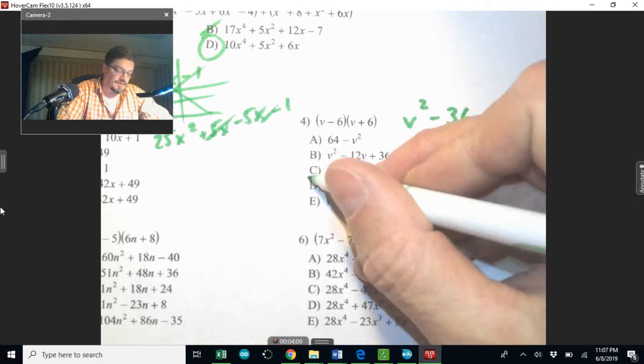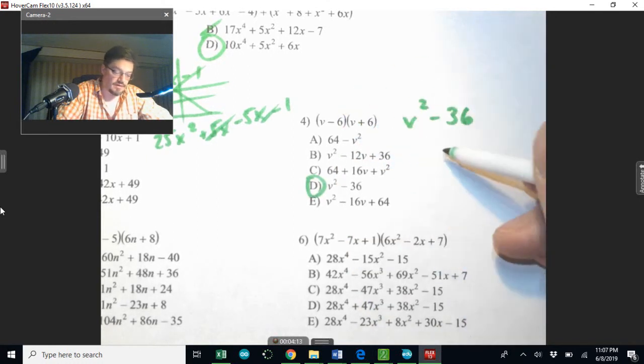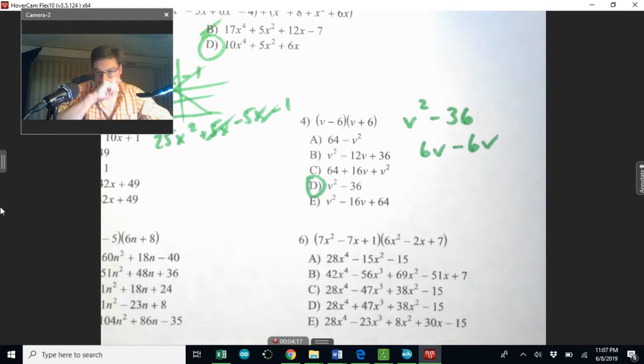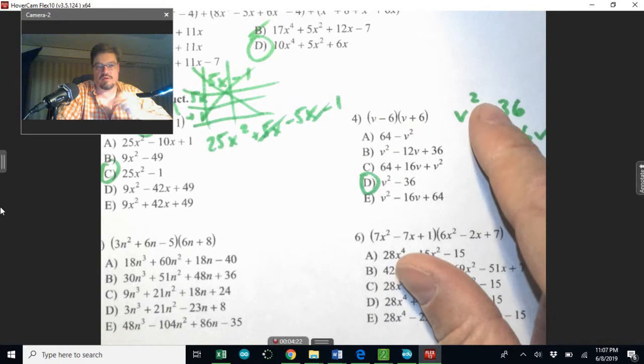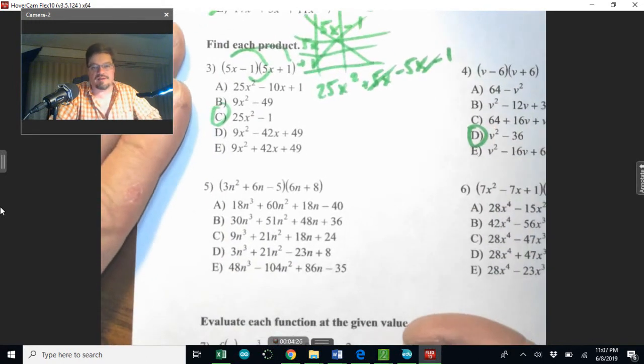Okay, it's got to be D. Now why? Because, again, you're going to get a 6v and then a minus 6v. Those guys are going to cancel out. So hopefully you can spot these before. These should be very quick, almost instant, especially if you're going to move on in more advanced mathematics.